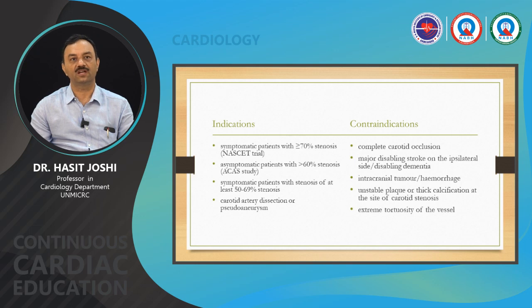Indications for carotid stenting: a symptomatic patient with more than 70% stenosis in the NASCET trial, asymptomatic patients with more than 60% stenosis in the ACAS trial, and symptomatic patients with stenosis of at least 50 to 69%. Carotid artery dissection or pseudoaneurysm is also an indication for carotid stenting.